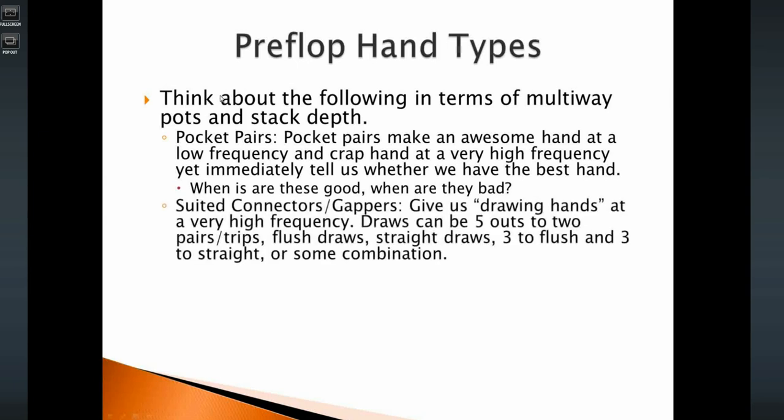These are much more challenging. They give us drawing hands at a very high frequency. I'm defining a drawing hand as a hand with 5 outs to two pair or trips, flush draws, straight draws, 3 to a flush and 3 to a straight, or some combination of the above two.